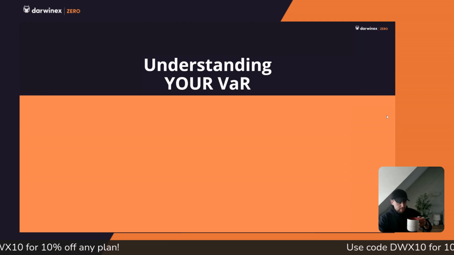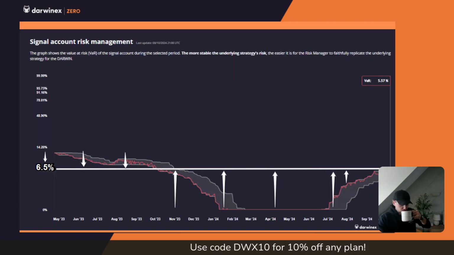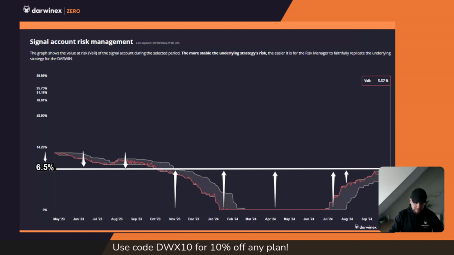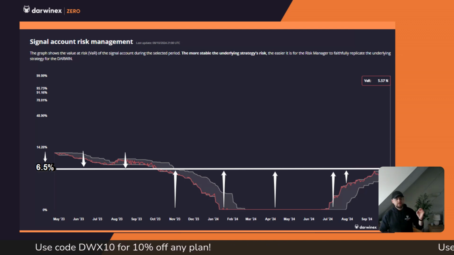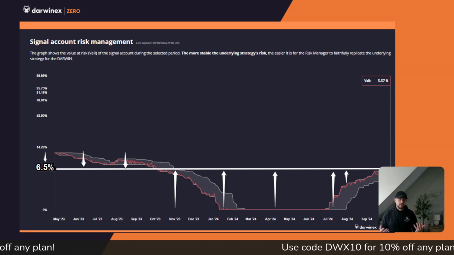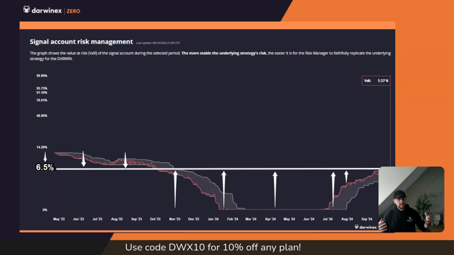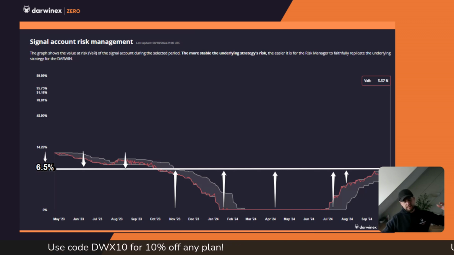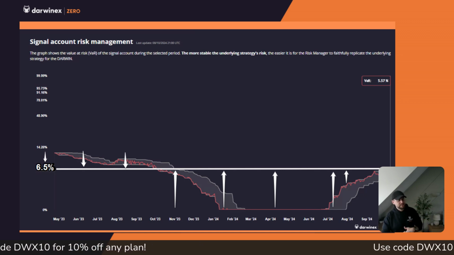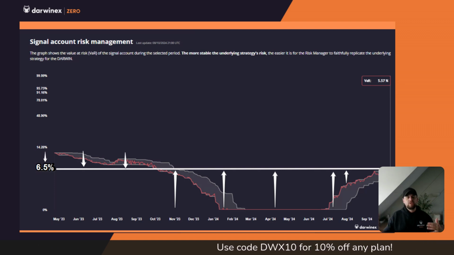Now, let's try to get a better understanding of value at risk. This is a chart that we use to measure your value at risk in an organic, I mean, what's the word? It's kind of a living, breathing metric. Maybe organic is the right word. This chart will update in real time as your trading behavior changes.